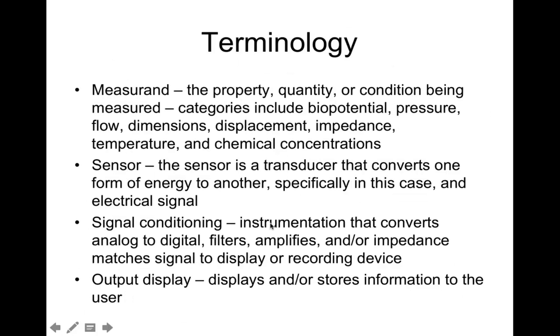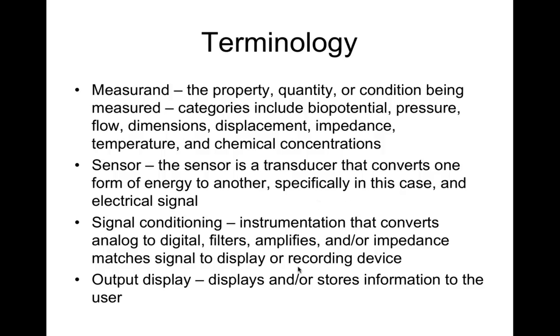So, talking about some terminology that was shown on the previous figure, the measurand is the property, quantity, or condition that's being measured, and these fall into different categories. They can include biopotentials, pressure, flow, dimensions, displacement, impedance, temperature, and even chemical concentrations. The sensor is a transducer that converts one form of energy to another. So specifically in our case, we're converting to electrical energy.